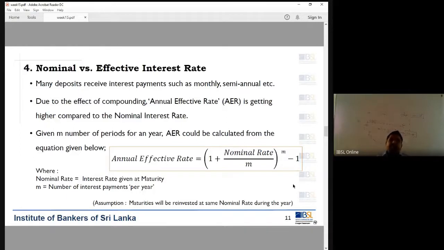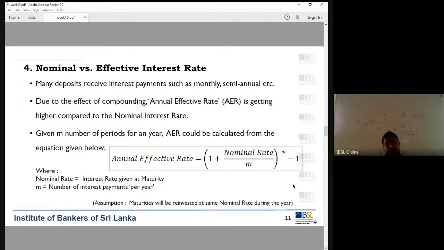Now, this is very evident in the banking business. Many deposits receive interest payments monthly, semi-annually, quarterly, and at many different time intervals. Similarly, loans can also receive payments at these frequencies. So both sides are evident.